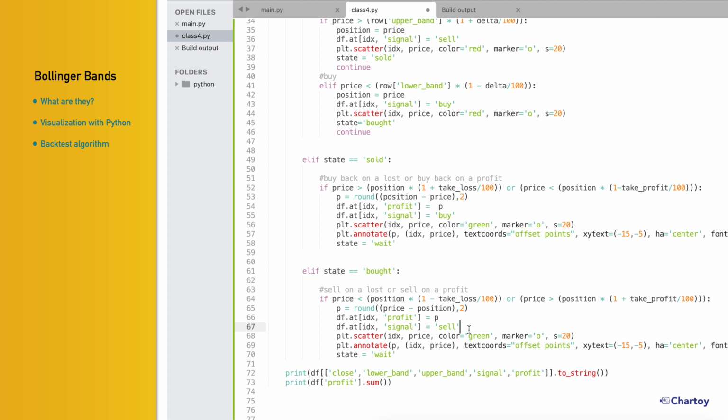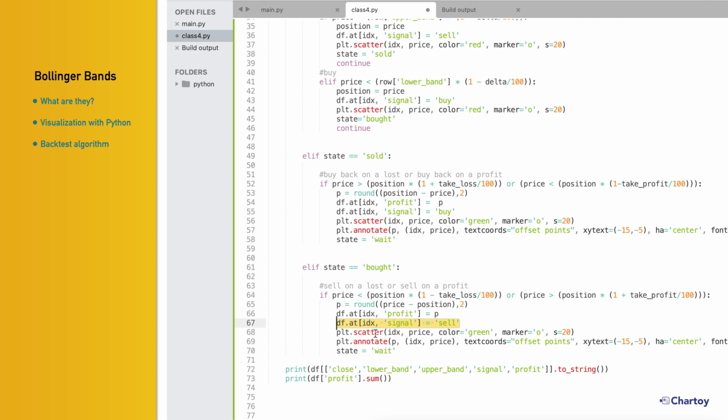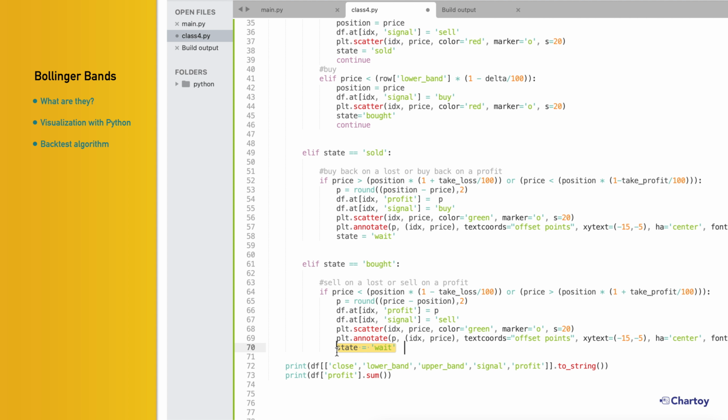So profit equals P, and we mark the signal as sell, and again we mark the point and annotate it, so we want to see it on the curve. And we change the state to wait, because we want to wait again after this to the next position. We want to wait to be in the middle of the band.